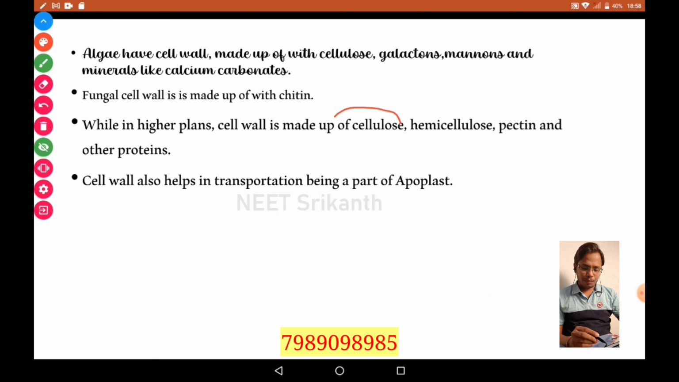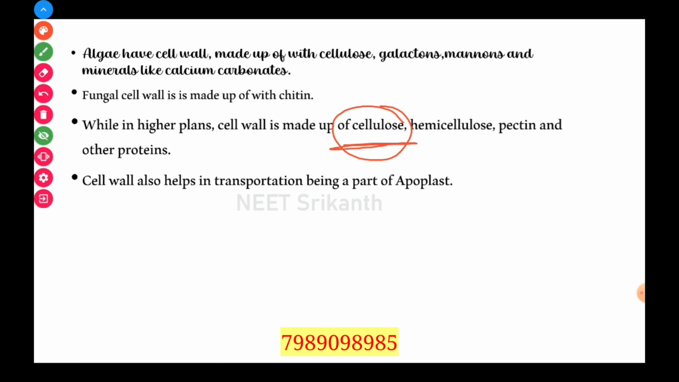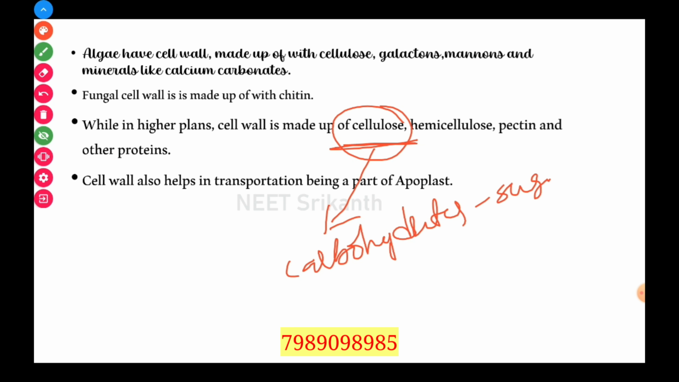Okay, then what about cellulose? Cellulose is a polysaccharide. Cellulose is nothing but a polymer of carbohydrates. Carbohydrates are nothing but sugar.